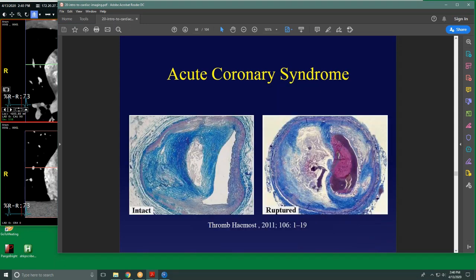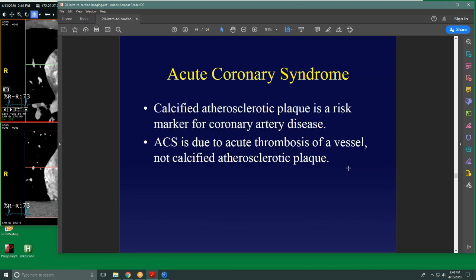Here's an example of a histology specimen shown with a lipid necrotic core, the fibrous cap there is ruptured, and that is, what is this, people? Interactive component. Okay, this is clot, basically a big clot in the coronary artery.